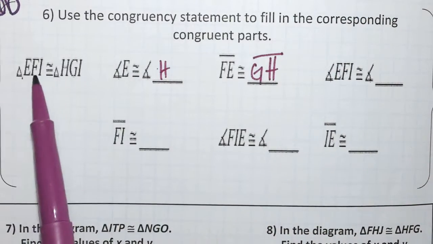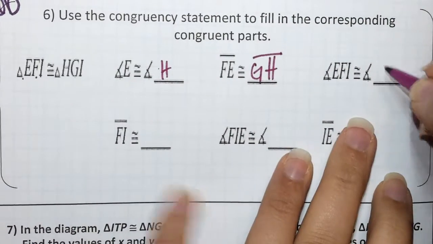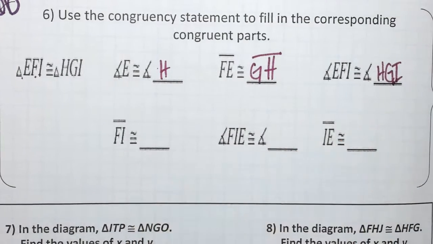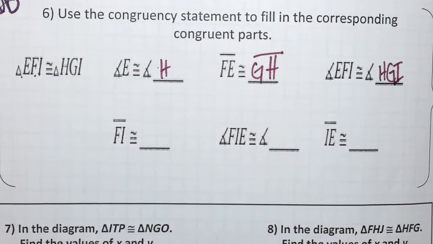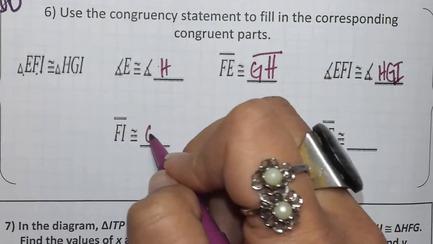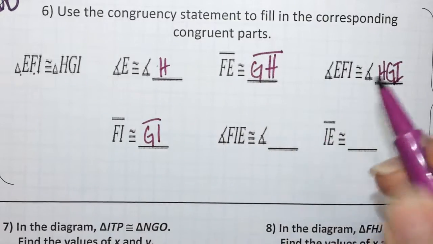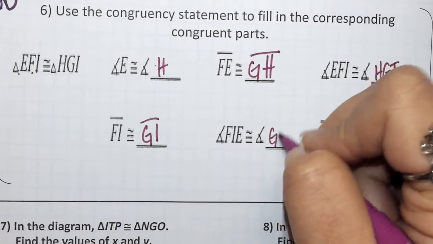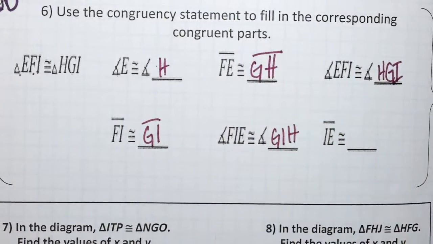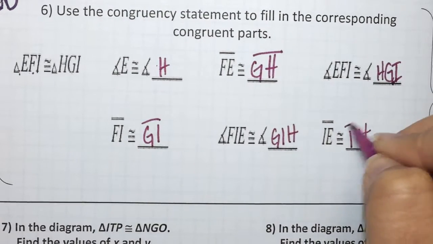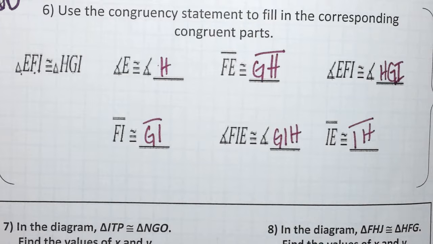Alright, angle EFI would be HGI. Look at us go. It's like we've learned something. FI would be congruent to? FIE would be congruent to? GIH. And IE would be congruent to? IH.